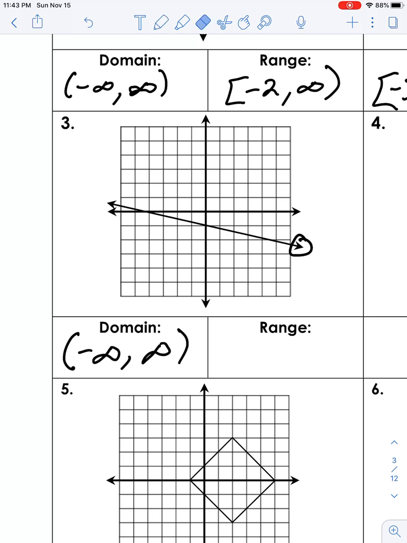Range. You're still dealing with arrows. This arrow goes up forever. This arrow goes down forever. So the low point would be negative infinity because this arrow goes down forever. The high point would be positive infinity because this arrow goes up forever. So both domain and range are from negative infinity to positive infinity.